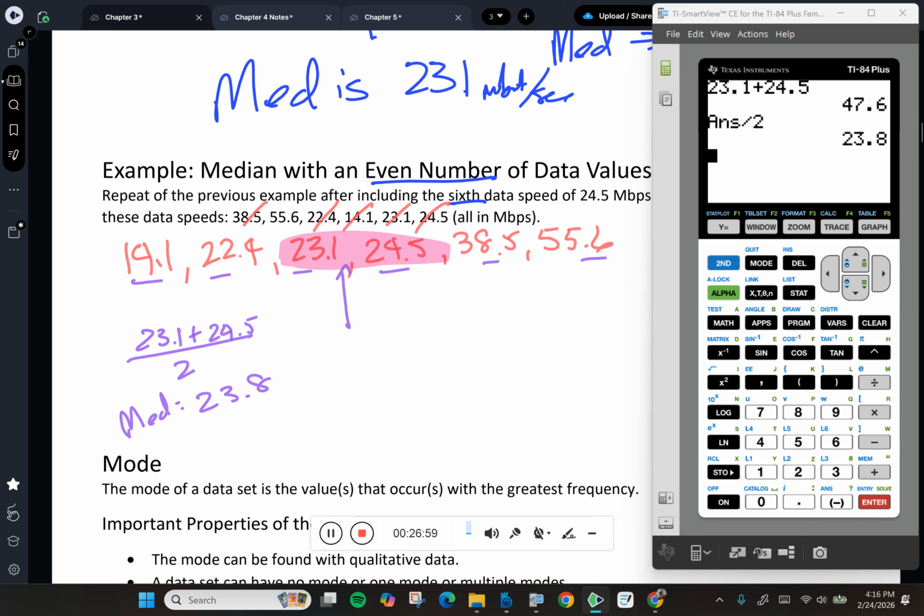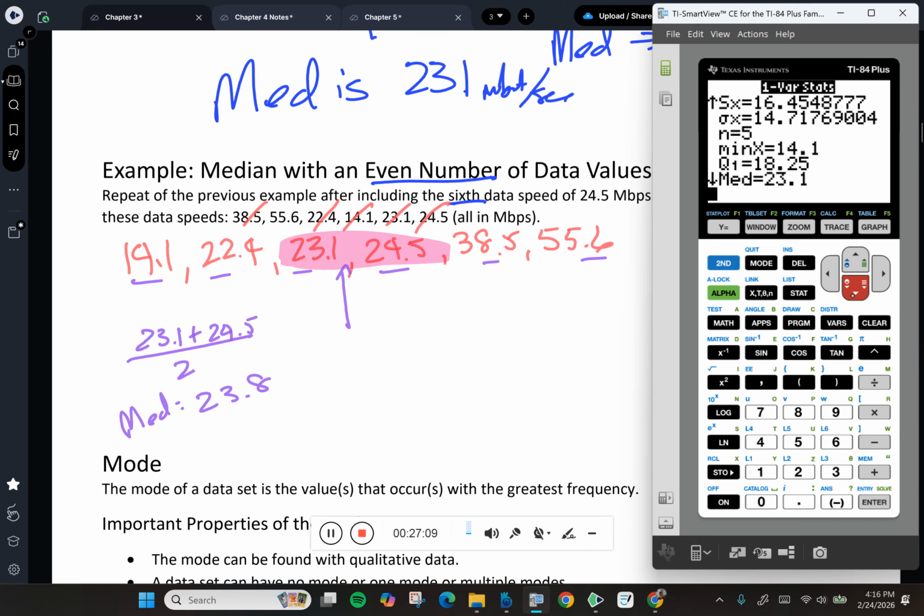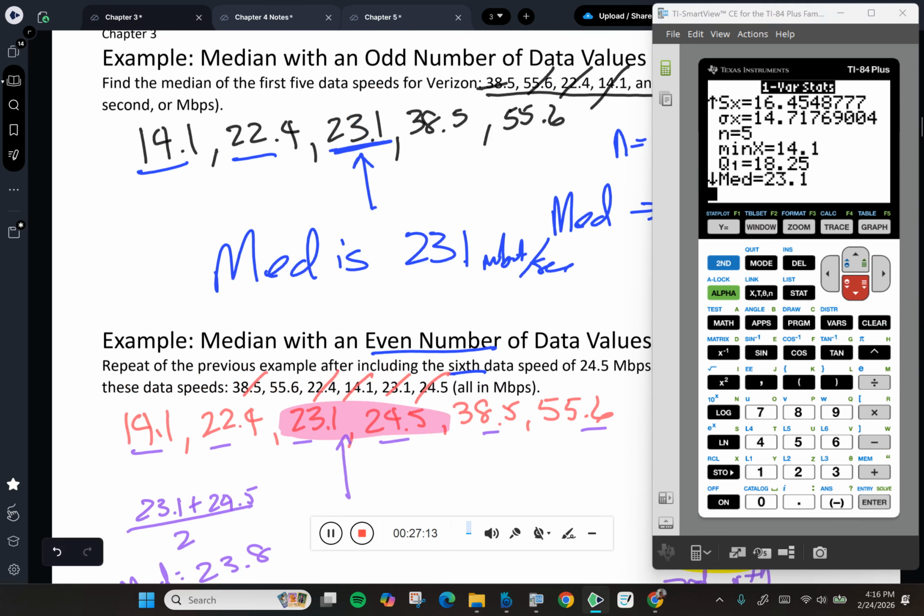Megabits per second. And I know what you're thinking. That's a lot of work. And it is. Because if I just go back here, look what's right there. That was these guys. That was those 5 numbers. There's our median, 23.1. I'm done. It finds it for me.